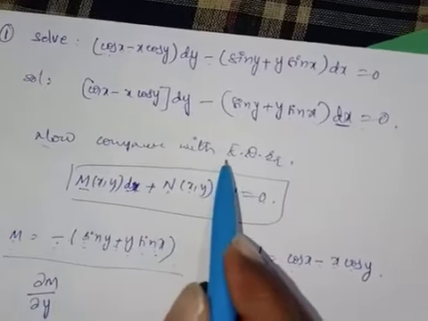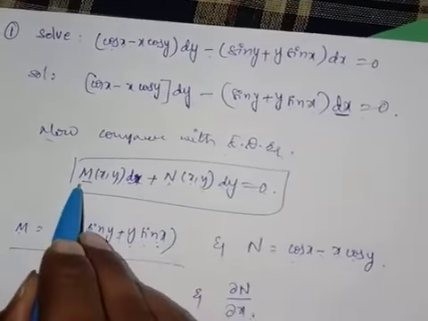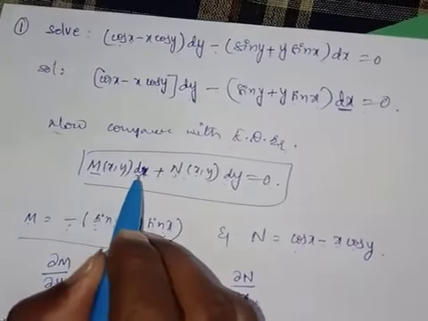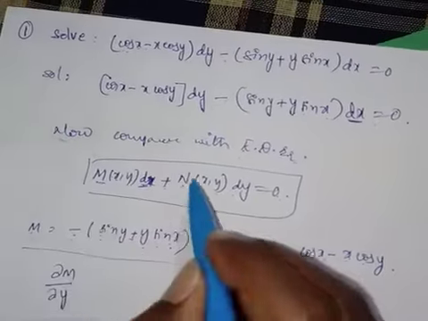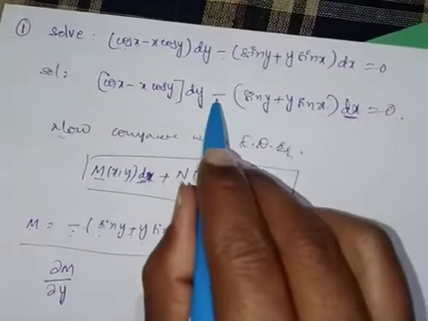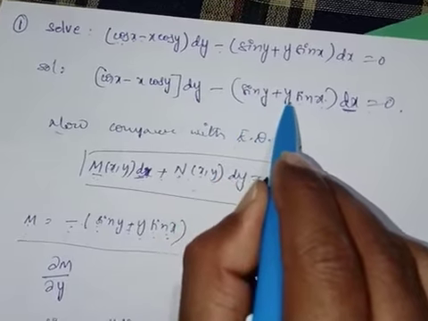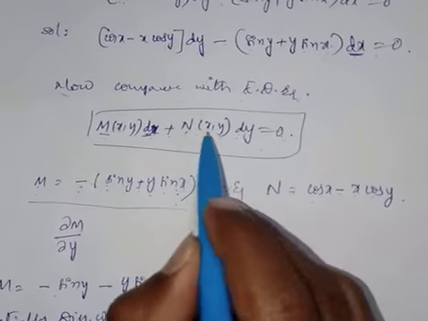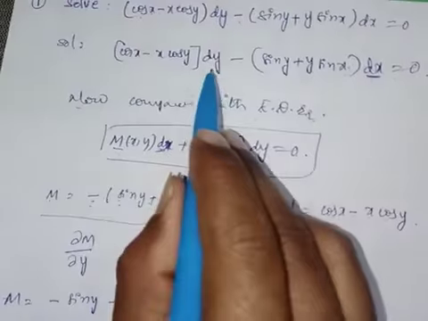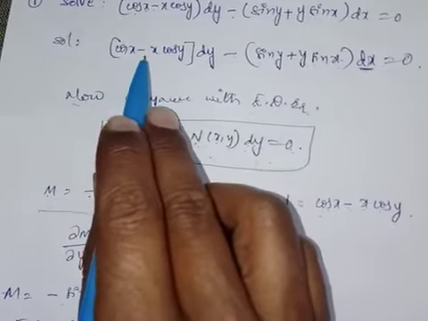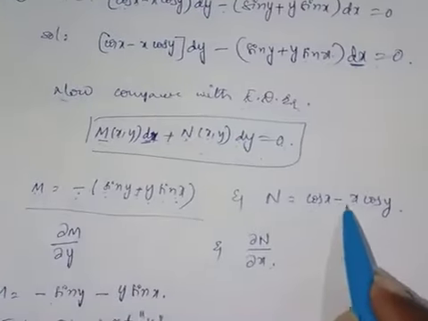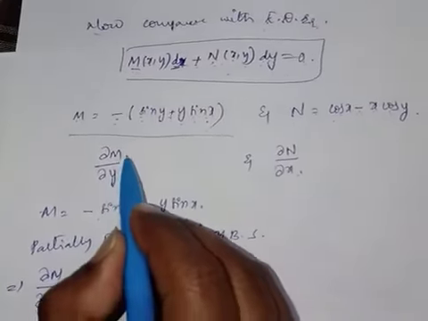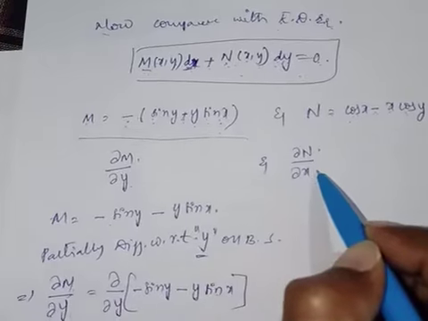Now compare with the exact differential equation form, m dx plus n dy is equal to 0. Always the x derivative coefficient is m. If we compare these two, here the x derivative value is negative of sin y plus y sin x, so this is the m value. The y derivative coefficient is always n. Here the y derivative coefficient is cos x minus x cos y. Now from this we need to find del m by del y and del n by del x.